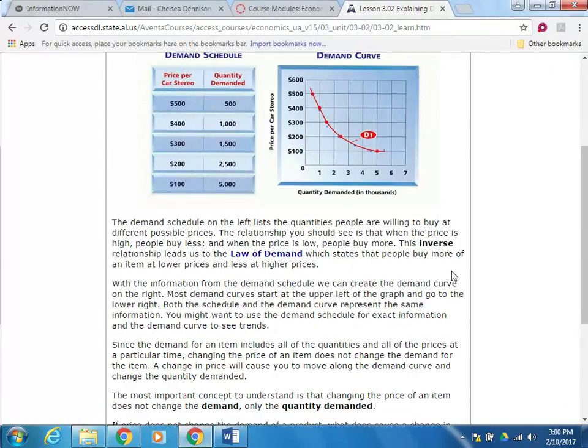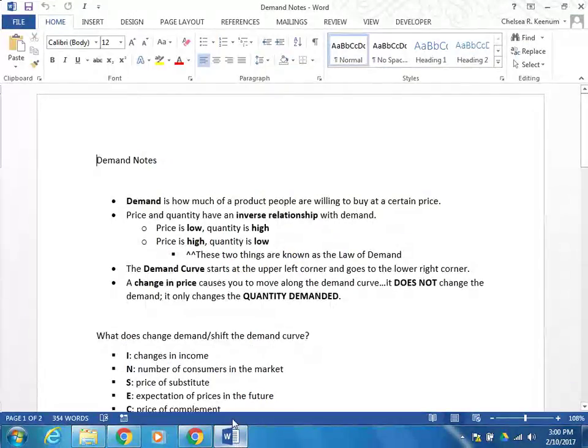Okay, when you look at the demand curve, and let's look at this picture right here, the demand curve is going to start in the upper left-hand corner, and it's going to go to the lower right-hand corner. And here's something you need to know, because I think this tricks up a lot of people when they're working on this assignment. If the price changes, all you do is move along the demand curve. So if the price was 200 and only the price changes, you go up or down. It does not shift the demand curve at all. It does not make a less of a demand or more of a demand. It only makes the quantity demanded change. And that's in these notes right here.